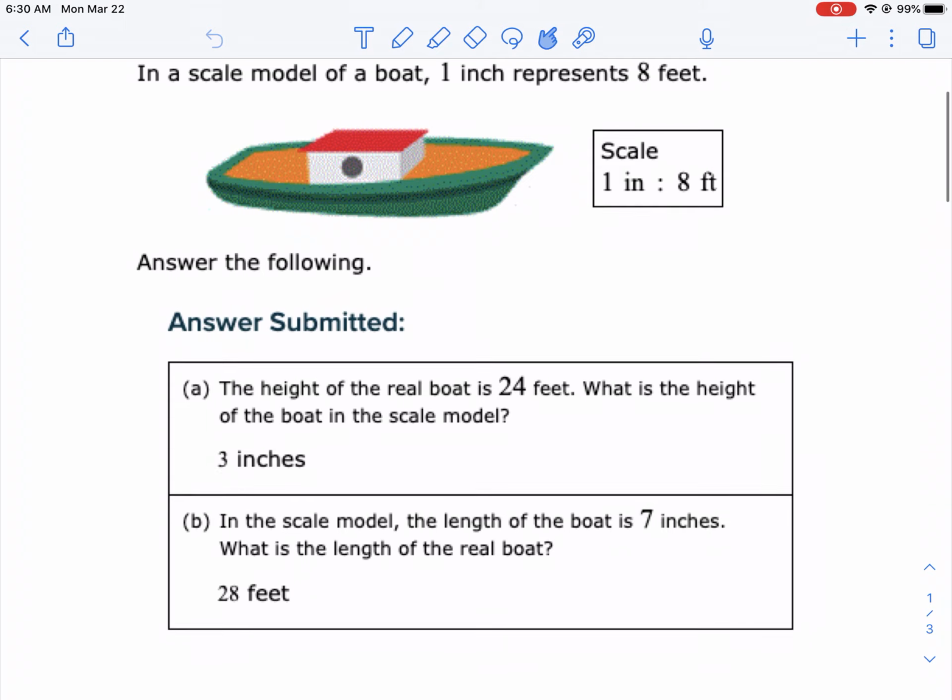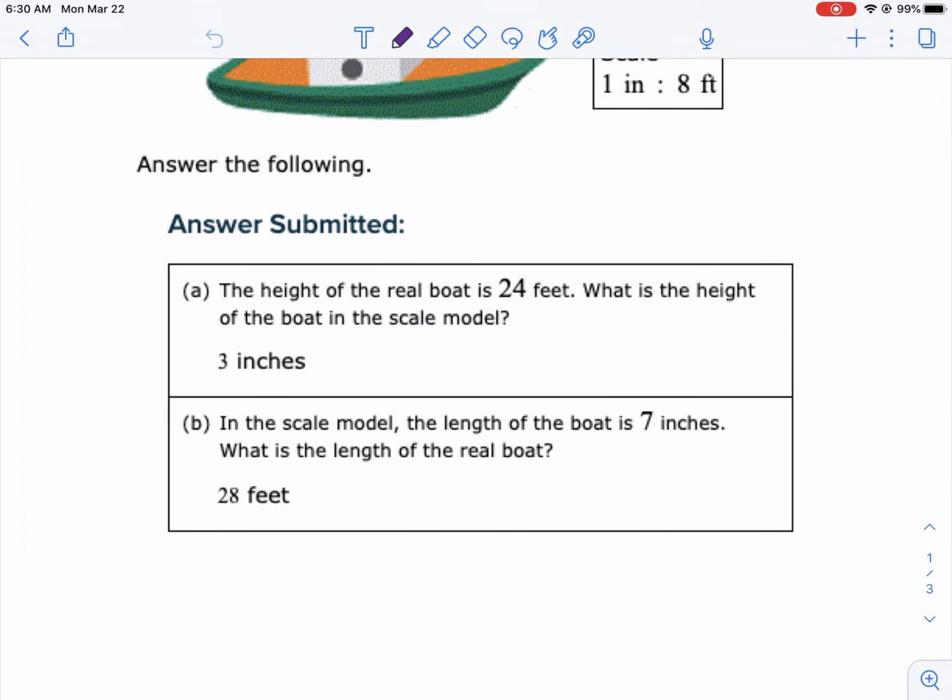So when you set up your proportion, we know 1 inch represents 8 feet. If you want to put the units in, that's actually not such a bad idea. I'm going to make a proportion out of that. In the scale model, the length of the boat is 7 inches. So I'm going to put the 7 in the numerator because that's my inches. And I want to find what's missing. Call that x.